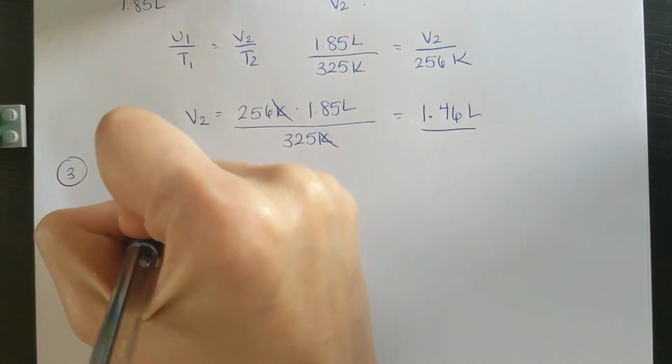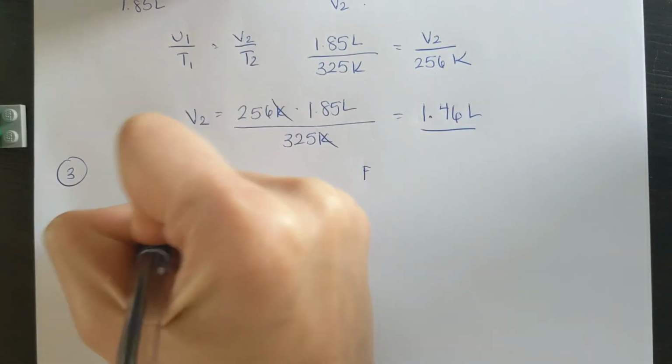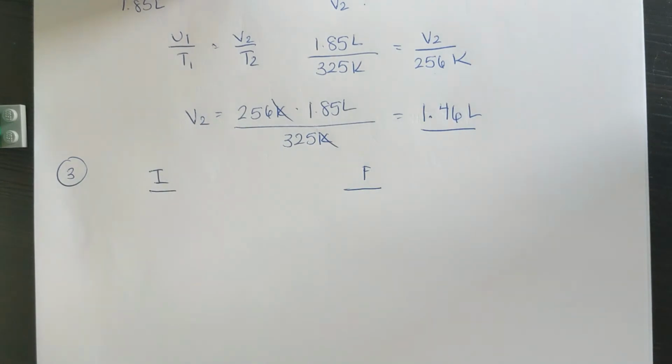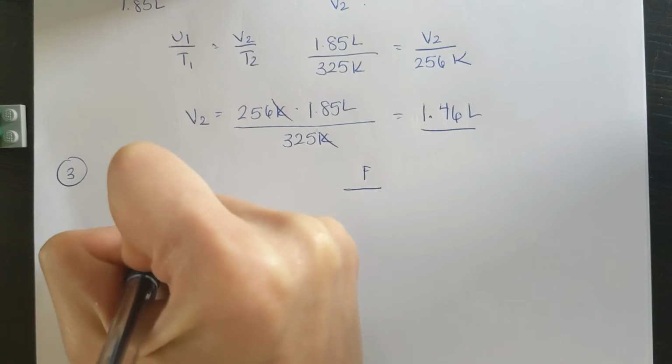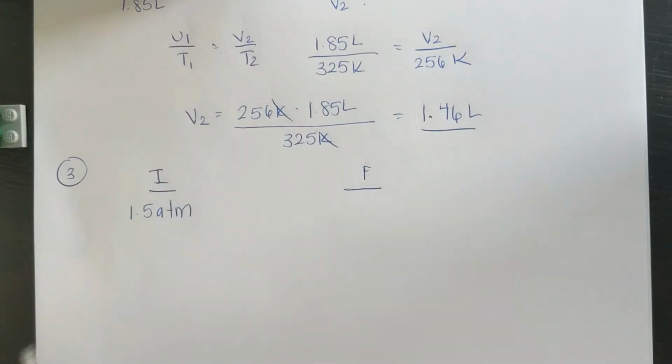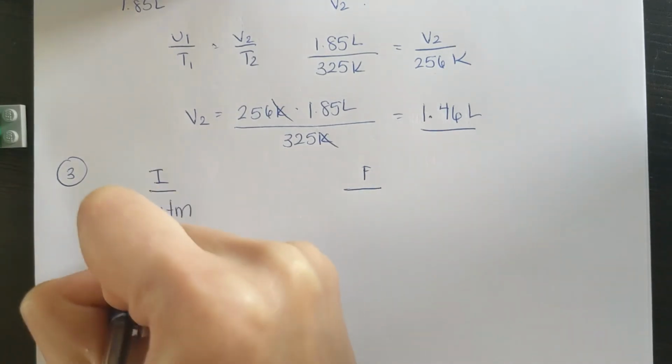So same thing, we have initial and we have final. So we have 2 sets of conditions for this balloon. Initially we have 1.5 atmospheres. Initially we have 2.0 liters.